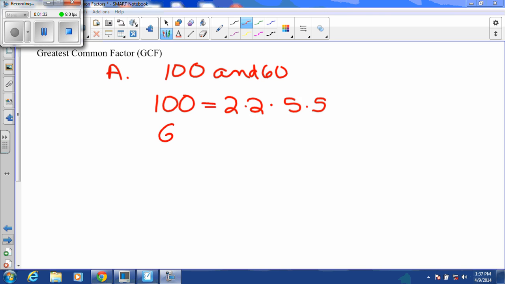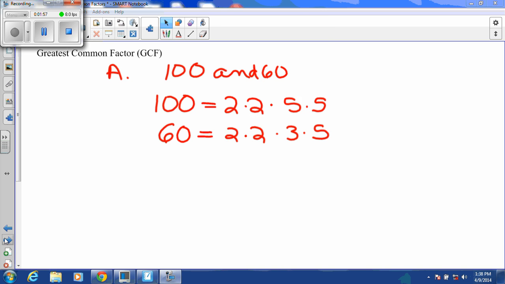The prime factorization of 60 is equal to 10 times 6, or writing this in order from least to greatest, 2 times 2 times 3 times 5. I know this is correct because when I multiply it together, I get 60. 2 times 2 is 4, 4 times 3 is 12, 12 times 5 is 60.